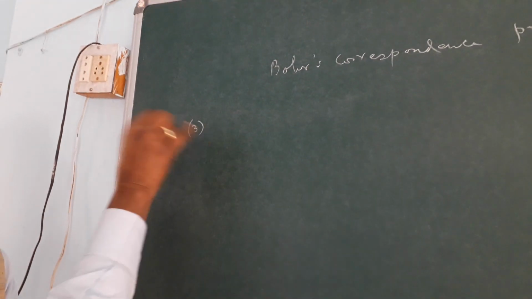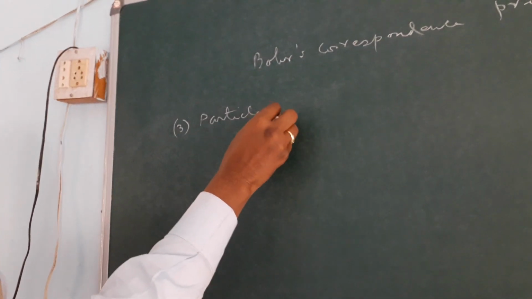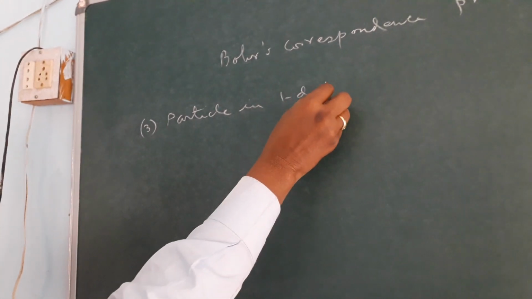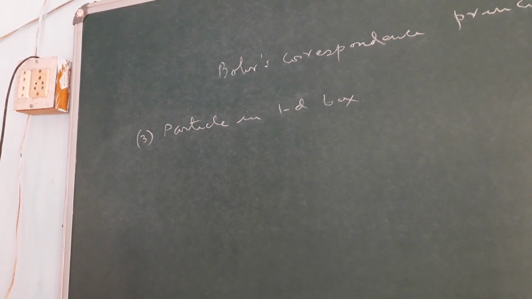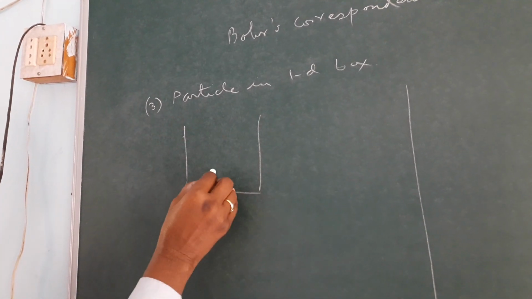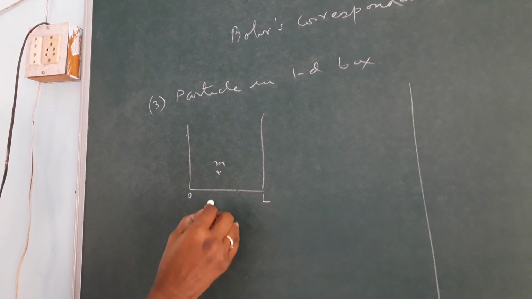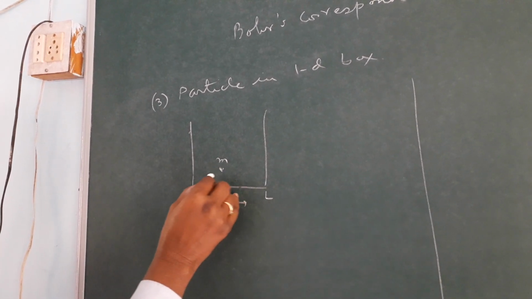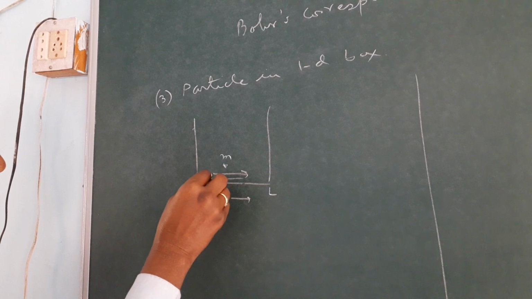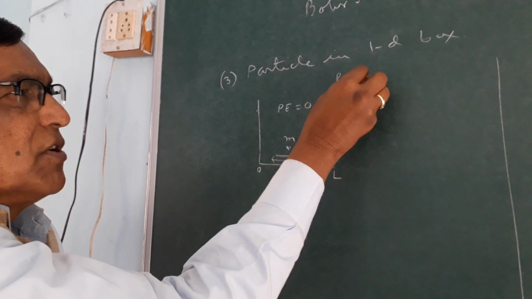Now, the particle in a 1D box. We shall try to illustrate Bohr's correspondence principle in the particle in a 1D box. It is the box, and here is the particle of mass m, and from 0 to L is the box length. x is changing in this fashion, and it is making to and fro motions. The potential energy within the box equals 0, and the potential energy outside the box tends to infinity.